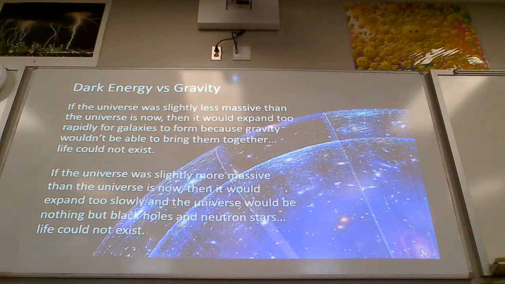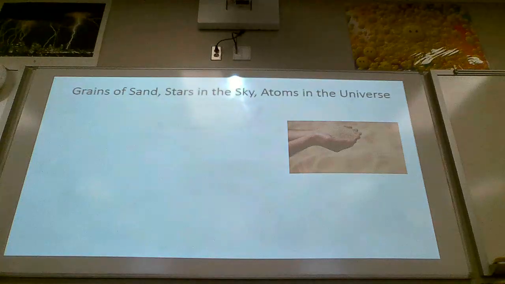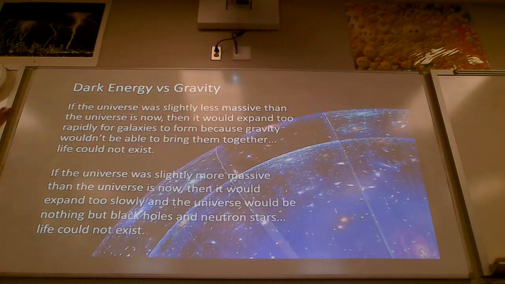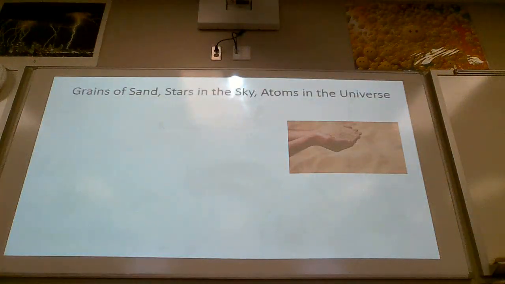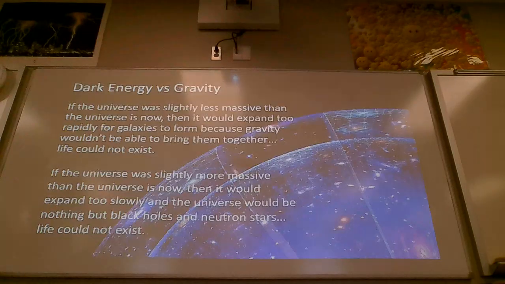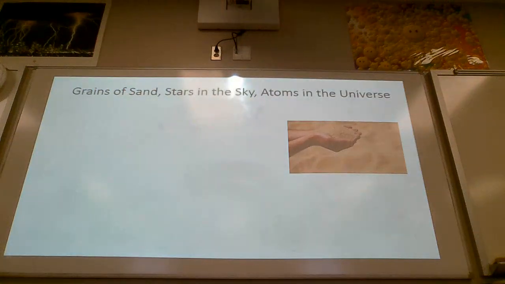Okay, so there's this fine line, this balancing between gravity and dark energy. Because if it expands too much, things don't form, and if it expands too little, then things don't form. And this is a very brush-over thing. That ratio of dark energy to gravity has to be just so. It's like 1 in 10 to the 120th chances that our universe exists.